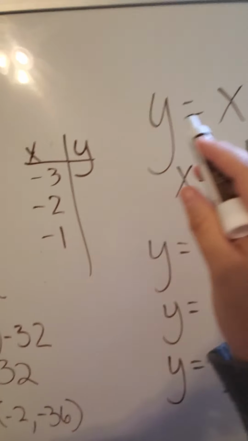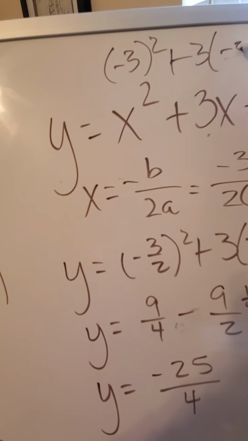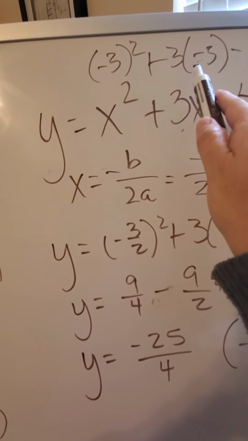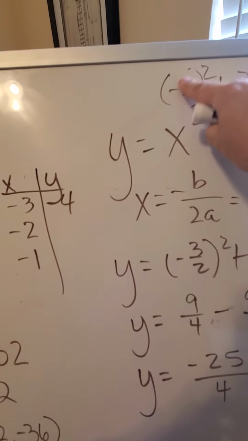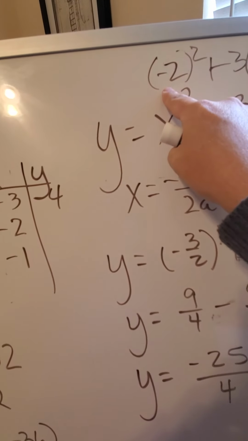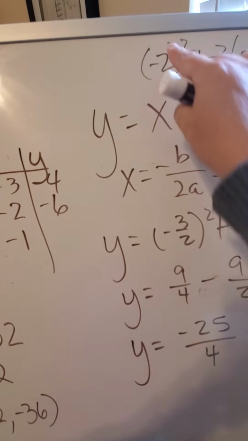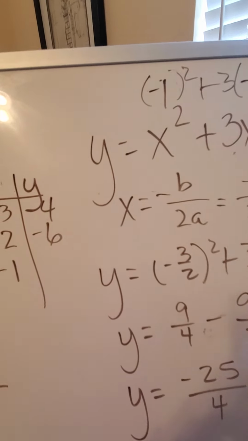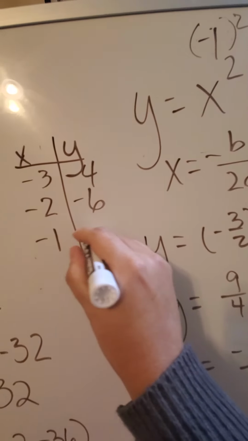So if I plug in negative 3, I'd say negative 3 squared plus 3 times negative 3 minus 4. You get the idea, right? So that'd be 9 minus 9, which is 0, minus 4 would be negative 4, right? And then negative 2, plug that in. You just keep plugging in different numbers. So that's 4 minus 6 is negative 2, minus 4 is negative 6. And then if I plug in negative 1, see how I'm just changing that number for whatever x is. So that's 1 minus 3 is negative 2, minus 4 is negative 6.